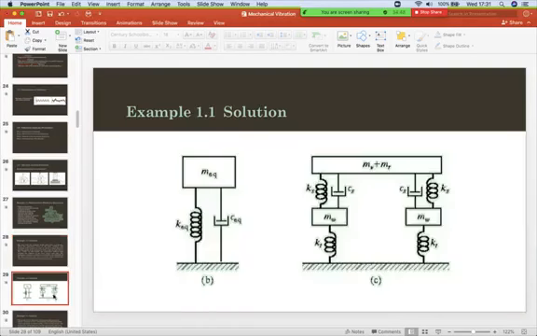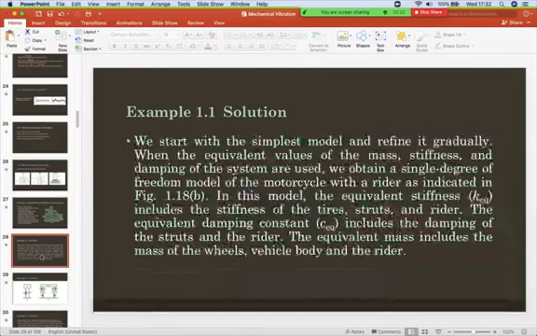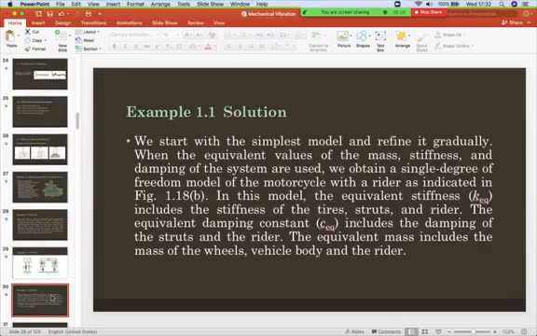So if you can see from the diagram, it is now the MEQ, KEQ, CEQ, the damping, the spring and the mass. And you go to 2 degrees of deflection, considering the mass of the rider and the mass of the motor. So this is now your equation B and C. This is the solution of how you make a graph for the motorcycle. MEQ is the mass of the rider, the mass of the strut, the mass of the wheels, the vehicle body, and the rider. So review on that.